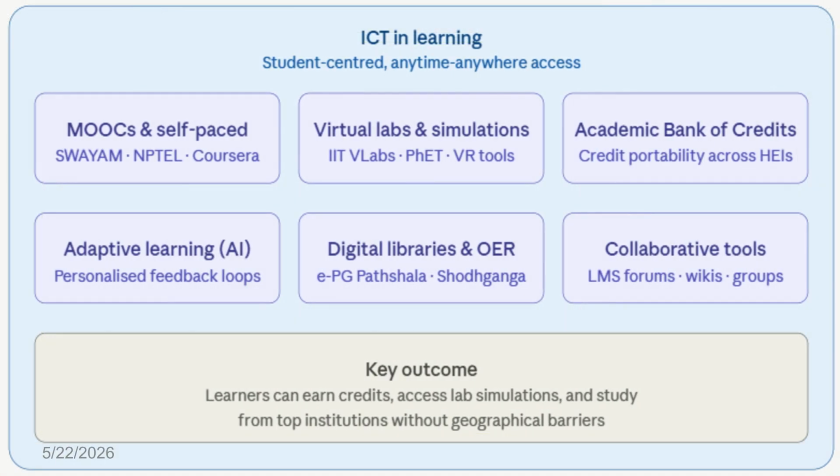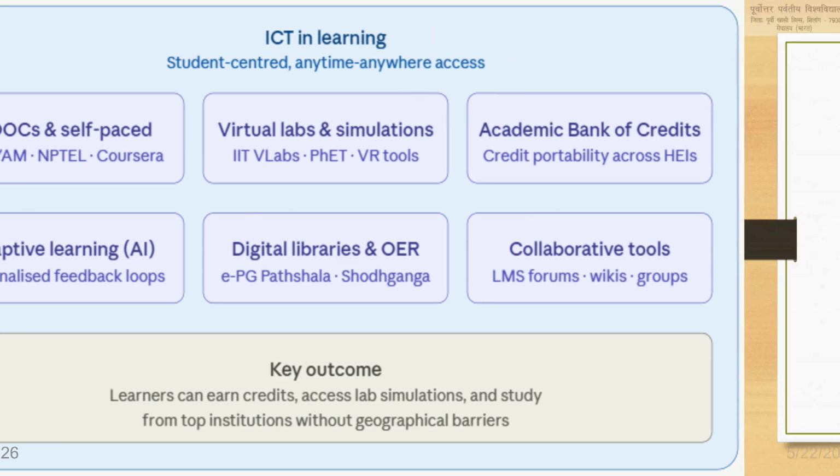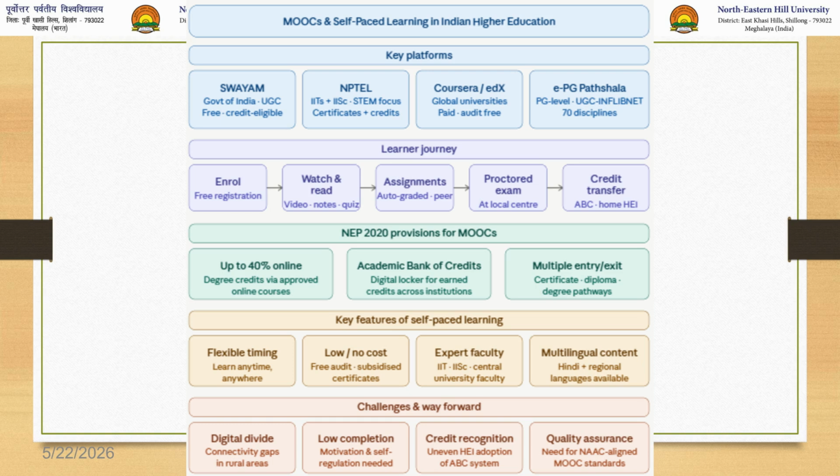Focusing on learning, ICT enables a student-centered, anytime, anywhere approach. Key components include MOOCs, virtual labs, adaptive learning, and the academic bank of credits, allowing learners to access top institutions globally. MOOCs and self-paced learning are vital. Key platforms like SWAYAM and NPTEL offer credit-eligible courses. The NEP 2020 supports this with up to 40% online credit limits, academic bank of credits, and flexible entry/exit options.